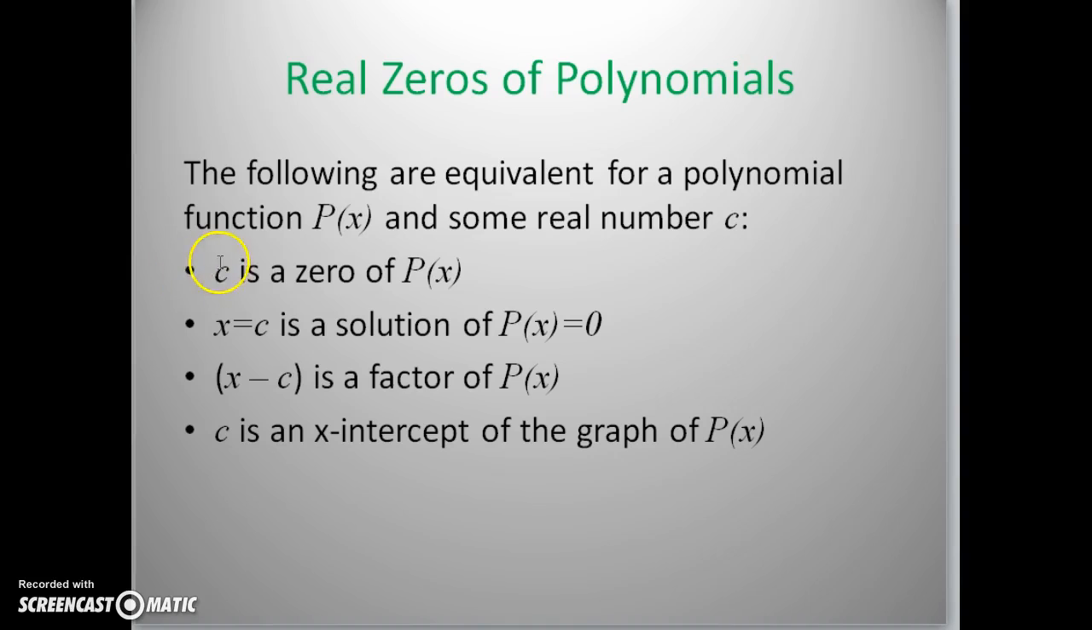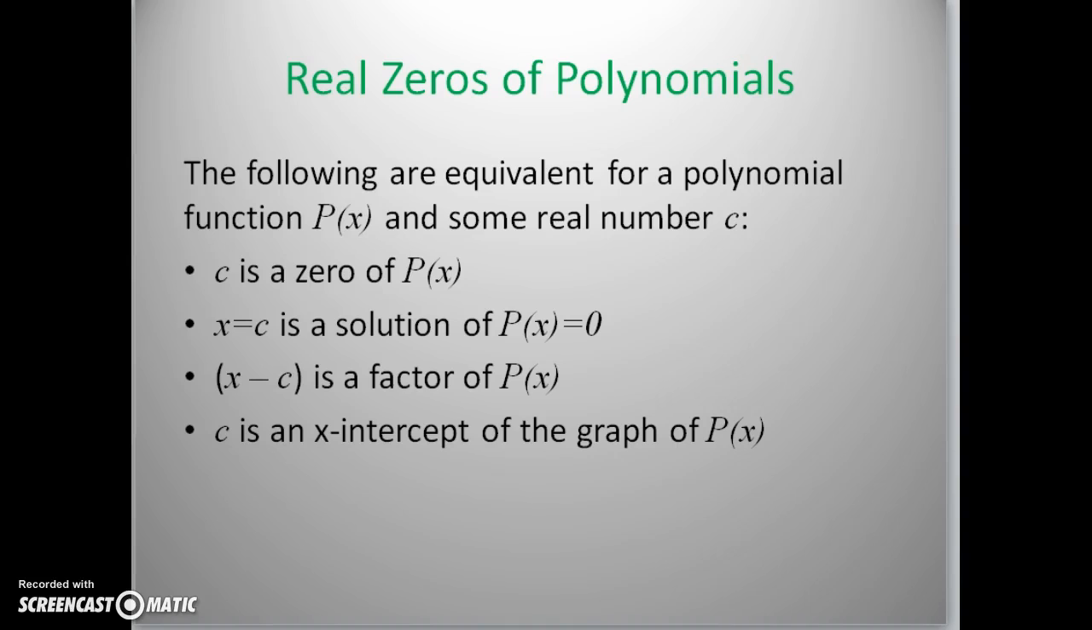If we say c is a zero of p of x, that's the same as saying that x equals c is a solution of the equation p of x equals 0. And that's also the same as saying that x minus c is a factor of p of x, or that c is an x-intercept of the graph of p of x.